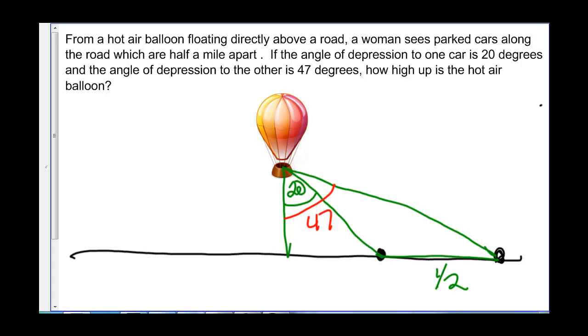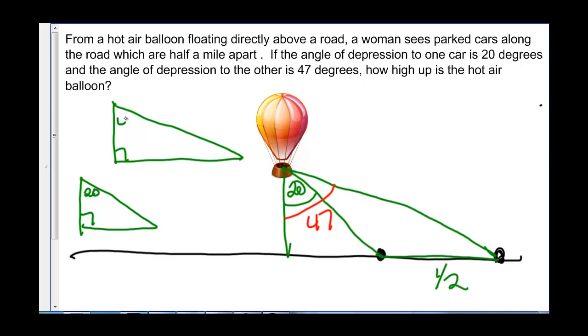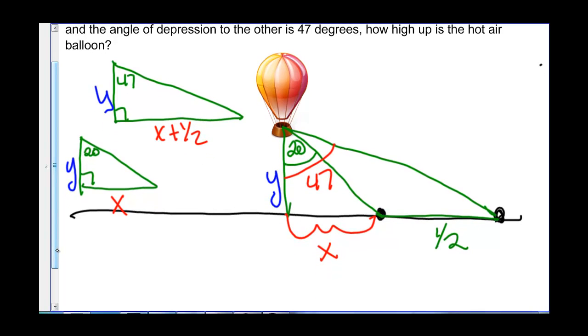So what we have here are two triangles. This is one where we have a right angle and 20 degrees. And then the other one, we have a right angle and 47 degrees. We know that if we call this distance x, then the length of this is x, and this is x plus 1/2. But what we're really looking for is this y, and that y is the same on both triangles. So how can we relate this y and x?